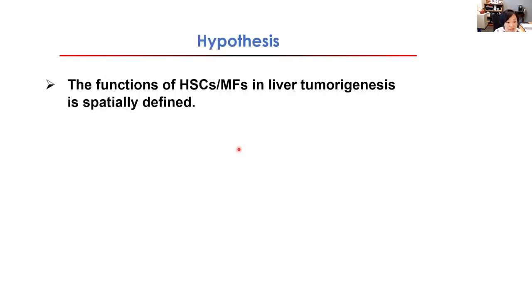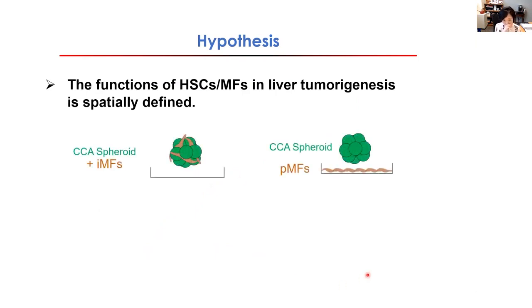So our hypothesis is that the function of hepatic stellate cells or myofibroblasts in liver tumorigenesis is spatially defined. And it's very easy to model these two types of interaction because now we have this tool of spheroids. We can easily mix fibroblasts within the spheroid to have them coming as IMFs, or we can plate them onto the plate first and then have the spheroids dotting on the top. So then we model this peritumor interaction between these two cell types.